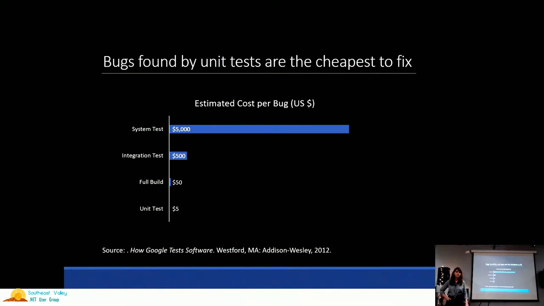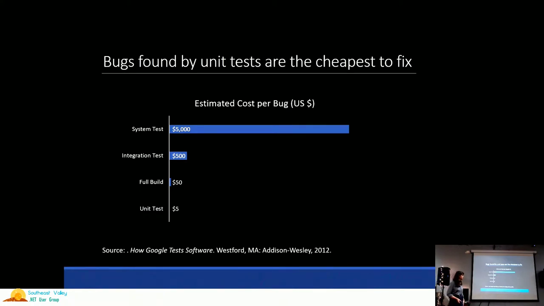Because 6 months to a year down the road, some poor schmuck is going to come in and look at the code and wonder, what in the world was this guy thinking? Exactly. One thing unit tests provide us is a baseline. They provide a sanity check. They set the expectation for what this function is supposed to do.